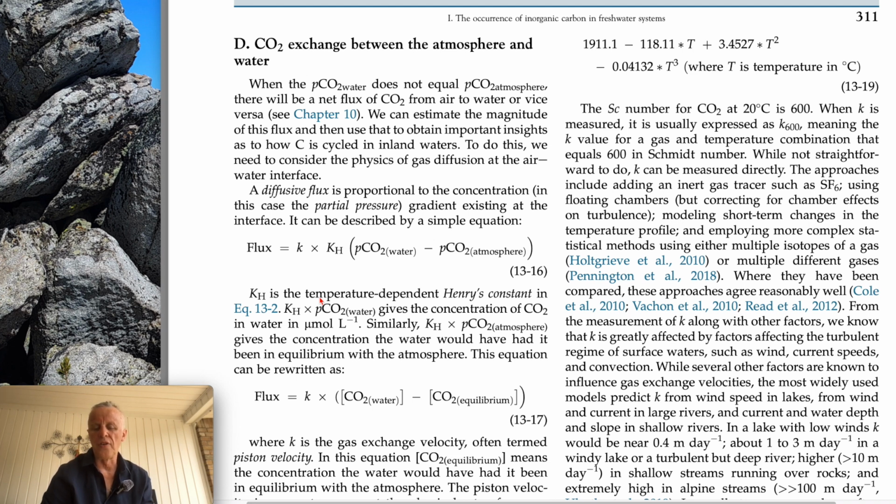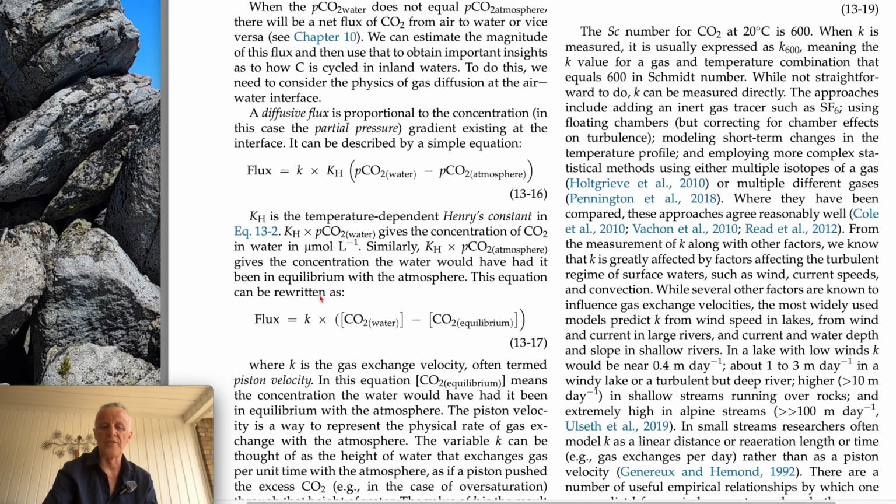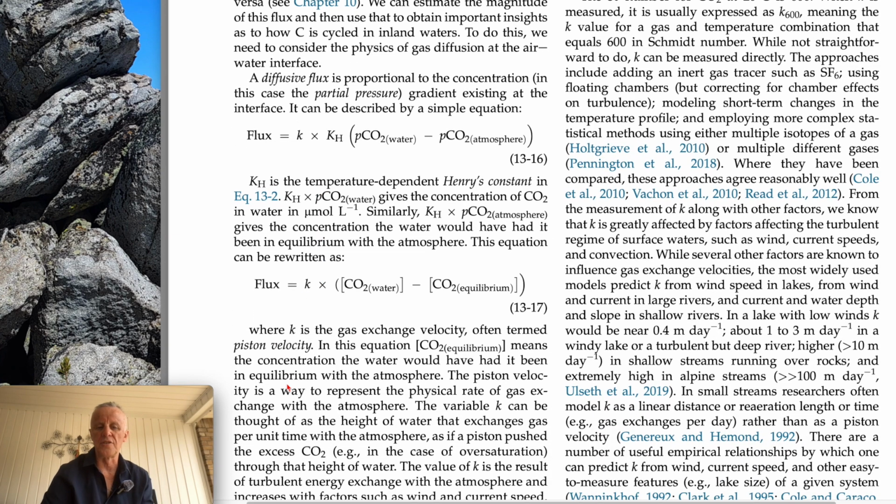A diffusive flux is proportional to the concentration, in this case the partial pressure, gradient existing at the interface. It can be described by a simple equation: the flux is equal to K times KH, times the subtraction of PCO2 in the atmosphere from the PCO2 in water. KH is the temperature-dependent Henry's constant in equation 13-2. KH times PCO2 gives the concentration of CO2 in water in micromoles per liter.